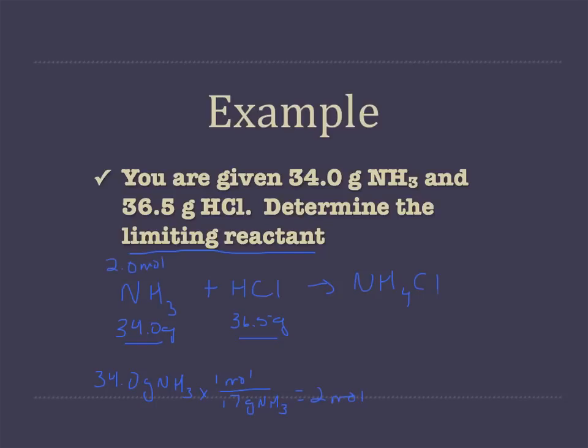If we look at HCl, we've got 36.5 grams. The molar mass of HCl is 1 plus 35.5, or 36.5 grams per 1 mole. So we get 1 mole of HCl. Once we have this converted to moles, we can figure out which one's going to run out first. And we can see, since they're used at the same ratio, that our hydrochloric acid, or HCl, is going to run out first.